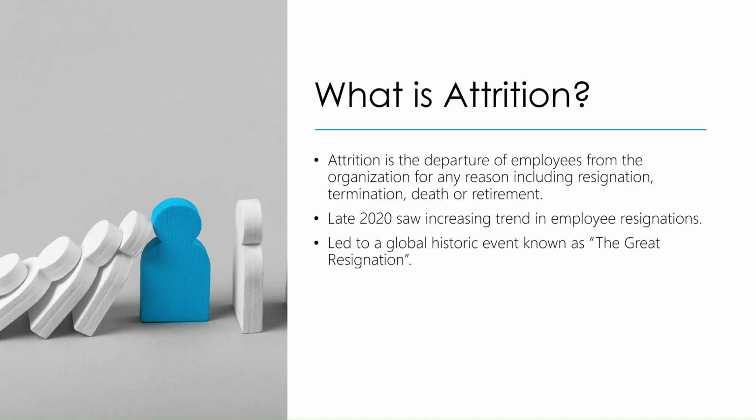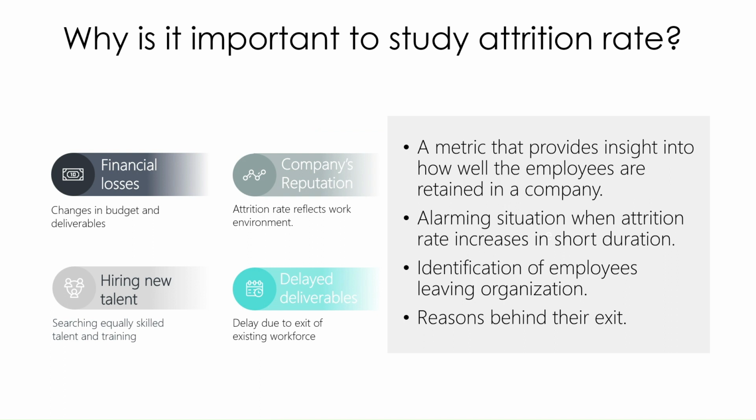What is attrition? As defined in the Gartner glossary, attrition is the departure of employees from an organization for any particular reason, could be voluntary or involuntary, including resignation, termination, death, or retirement. Since late 2020, there was an increasing trend in employee resignations throughout the organization. This led to terming this global historic event as the Great Resignation.